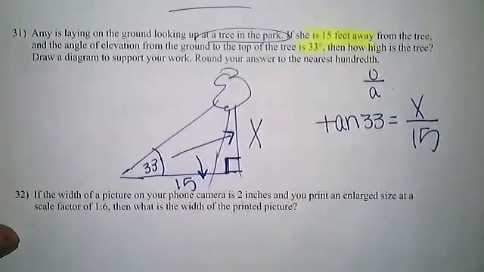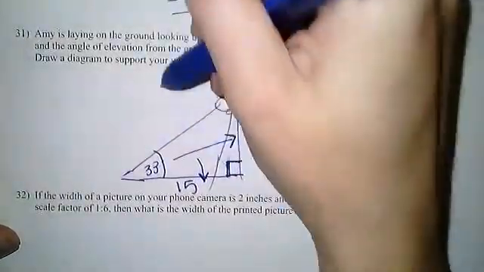You guys know why it's not hypotenuse? Hypotenuse is across from the right angle. We talk about that a lot.